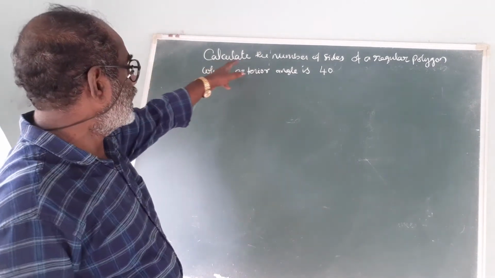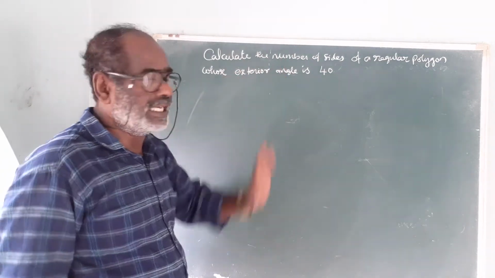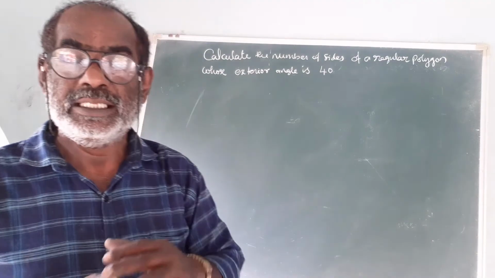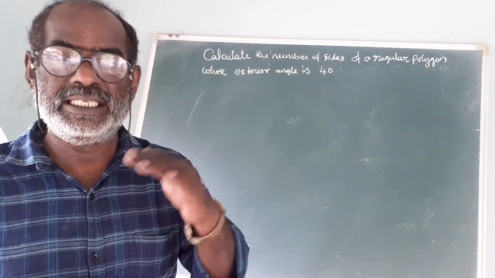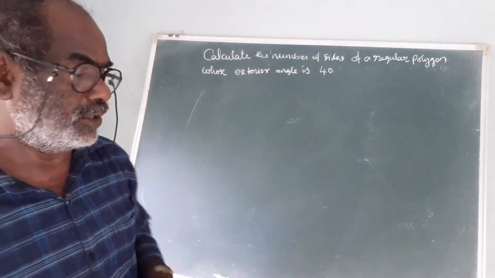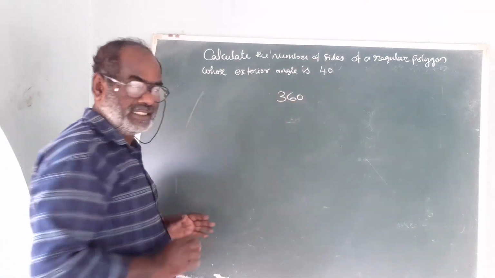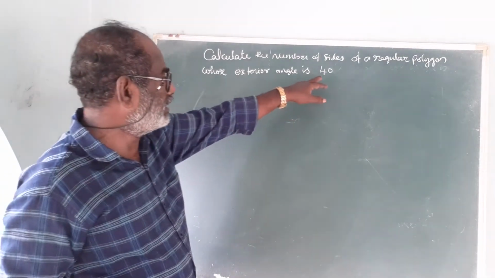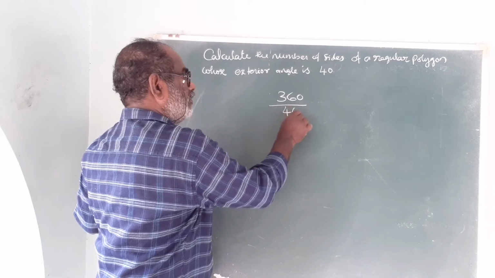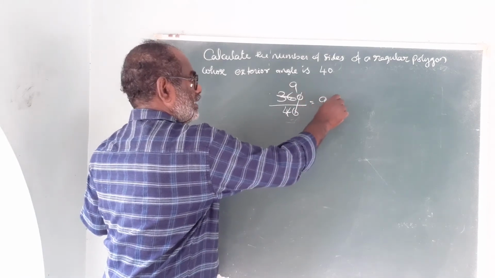First problem. Calculate the number of sides of a regular polygon whose exterior angle is 40. One regular polygon is given, and one of its exterior angles is equal to 40. We know that the sum of the exterior angles is always 360. Then one angle is 40 degrees, so divide by 40, and we get the answer: 9 sides.